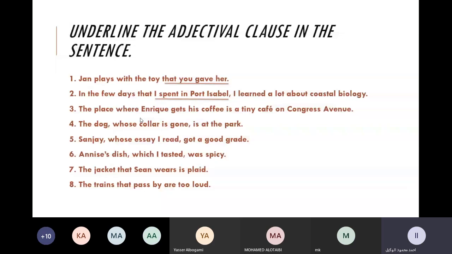The place where Enrique gets his coffee is a tiny cafe on Congress Avenue. Where Enrique gets his coffee. Very good. Because if I remove this sentence, what will be left is the place is a tiny cafe on Congress Avenue. So that's the full information. And here, where Enrique gets his coffee is a subordinate clause describing the place. Very good, Abdullah.